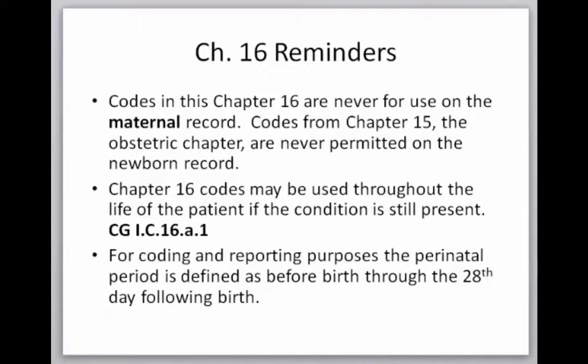Codes in Chapter 16 are never for use on the mother's record. Likewise, codes from Chapter 15, the OB chapter, are never permitted on the newborn record. Chapter 16 codes can be used throughout the life of the patient if the condition is still present. And for coding and reporting purposes, the perinatal period is defined as before birth through the 28th day following birth.